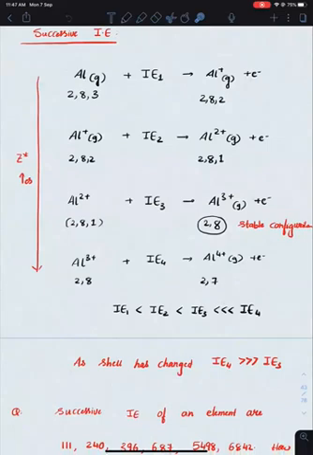इसी particular case में, if I'm taking the example of aluminium, after removal of 3 electrons, the 4th electron is being removed from the second shell. The first 3 electrons are removed from the third shell, but the 4th electron is removed from the second shell. So as there is a change in the shell, there will be a huge jump in the ionization energy. So IE3 और IE4 के बीच में you can observe a huge difference that indicates a change in shell.